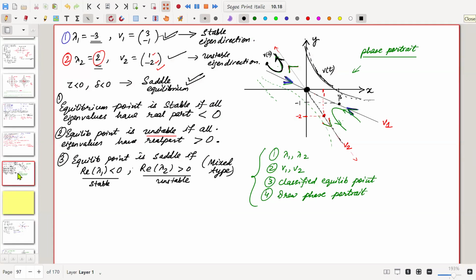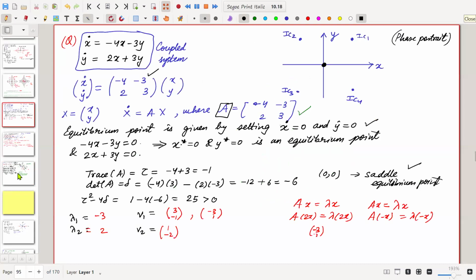So lambda 1 corresponds to a stable or unstable eigenvalue. That's the question. What do you think? Of course, what is the condition for an equilibrium point to be stable? The real part of the eigenvalue should be less than 0, right? That's what we derived last class, right?